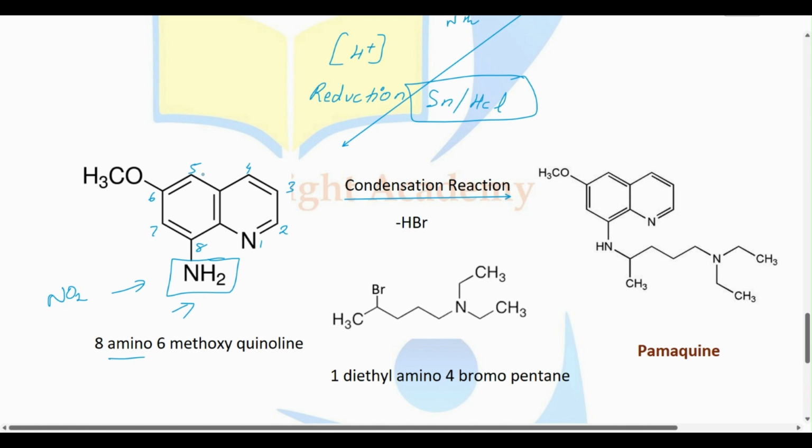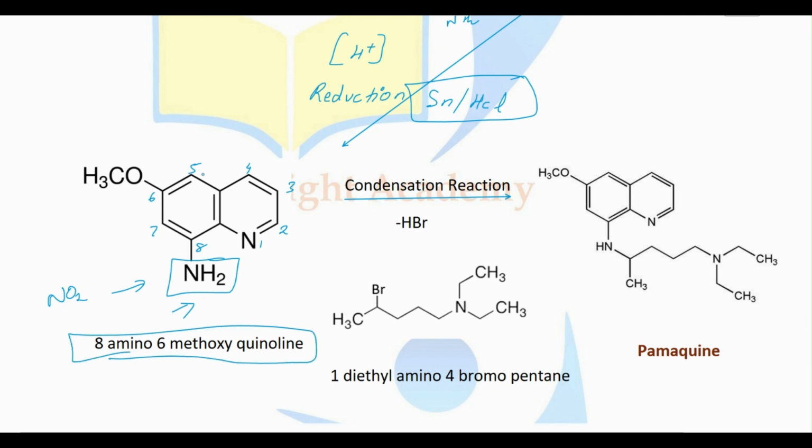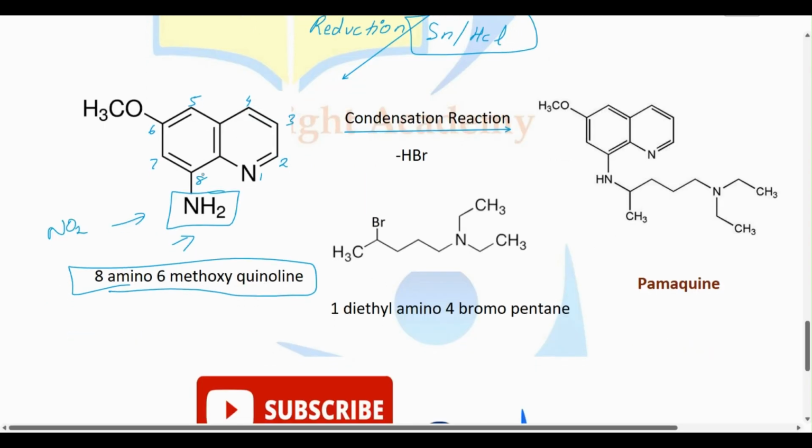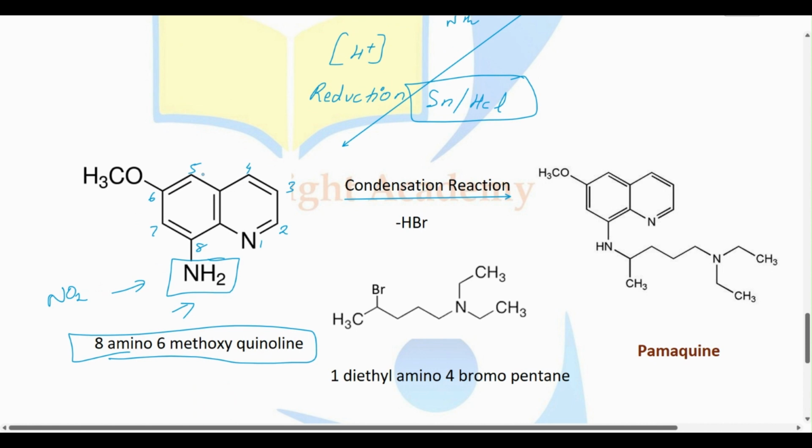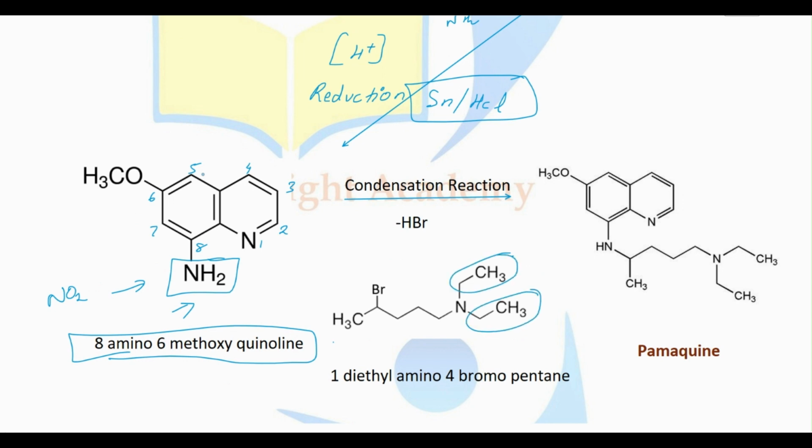So previously it was a nitro group, now it is converted to the amino functional group, and this is 8-amino-6-methoxyquinoline. So there is one more last step, which is a condensation reaction, and for the condensation reaction we have to add diethylamino-4-bromopentane. So that's the same structure we have seen, right? There is an ethyl group present, which is attached to the nitrogen. Then we'll have the 5 carbons, correct? And in the fourth position, you'll be able to see a bromine group present.